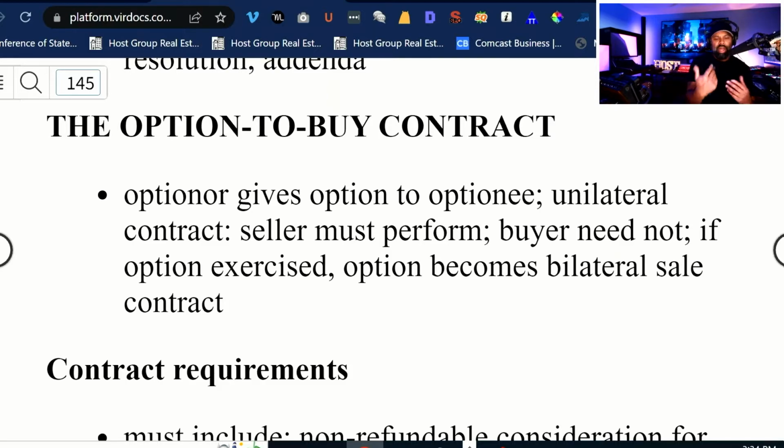Then we go into the option to buy contract. The optionor gives the option to an optionee. It's a unilateral contract. I bet you if you see an option question, that's a popular one. The seller must perform. The buyer need not perform. If the option is exercised, the option becomes then a bilateral sales contract. And as a matter of fact, as an addendum to the option contract, they usually affix this purchase contract right behind it so that it's a piece of it.